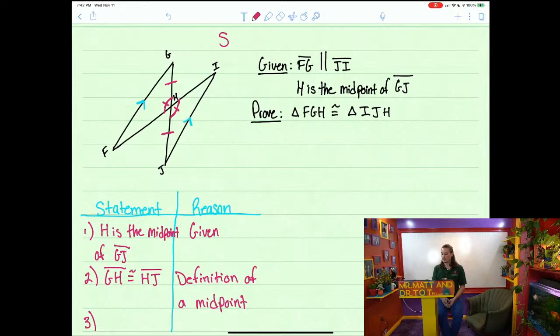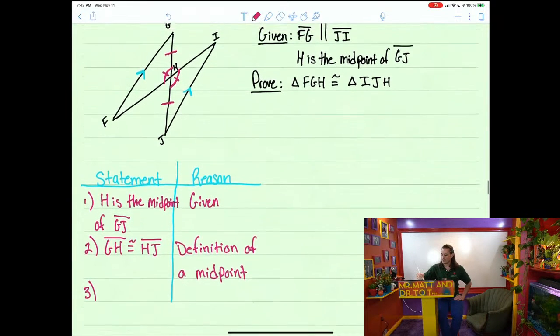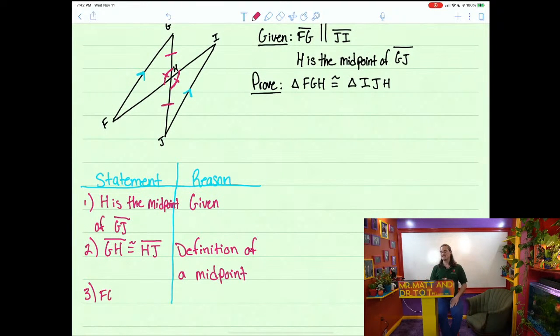So we've proven one pair of sides to be congruent. Now I'm going to move on to the fact that line segment FG is parallel to line segment JI, and that's just given. But now I'm going to choose to talk about these two angles being congruent. So I'm talking about angle FGH and IJH.